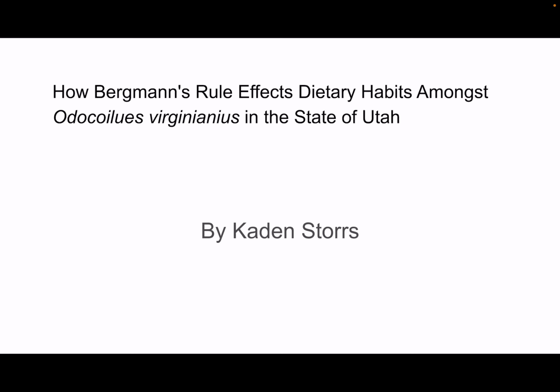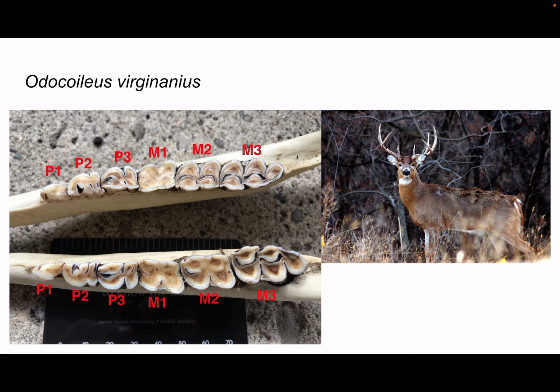You guys about my capstone project, which is titled How Bergmann's Rule Affects Dietary Habits Amongst Odocoileus virginianus in the State of Utah. To start out, I'd like to talk a little bit about what exactly Odocoileus virginianus is. This is the scientific name for basically white-tailed deer.